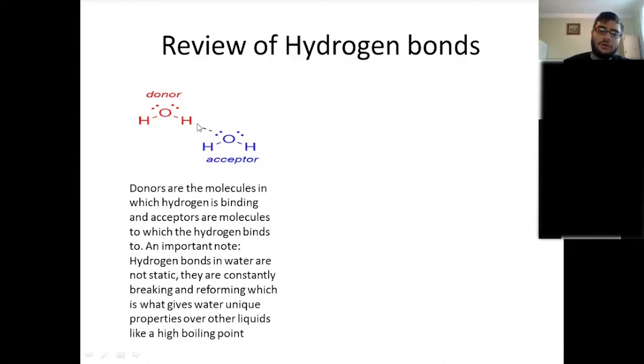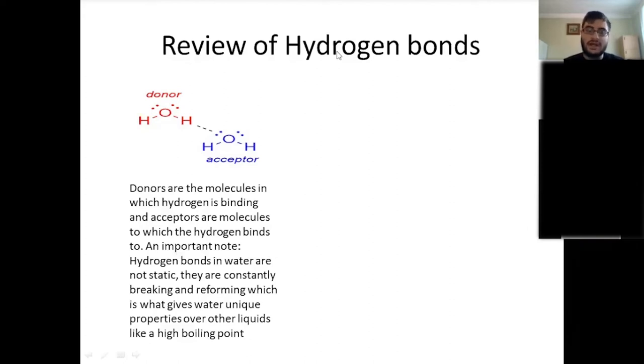An important note: hydrogen bonds in water are not static like covalent bonds. They're constantly breaking and reforming between different water molecules, which is one of the things that gives water its unique properties over other liquids like methane, like a high boiling point. Static means the bonds don't move or break. In water, the hydrogen bond between the red and blue one is constantly breaking, and the blue one makes a new hydrogen bond with another water molecule, and then that one breaks and makes another one with a different water molecule. They're always shifting, shuffling.